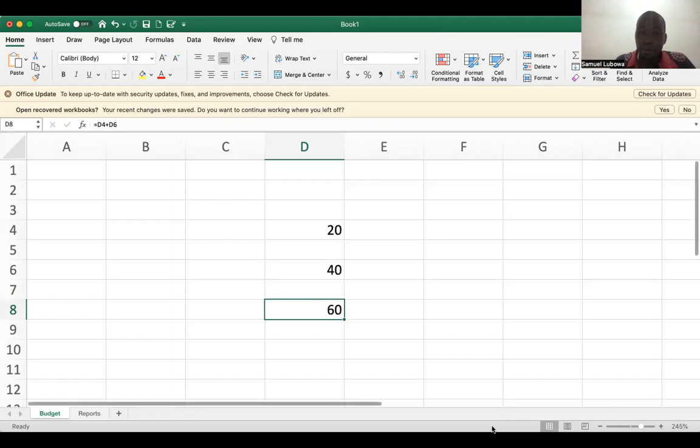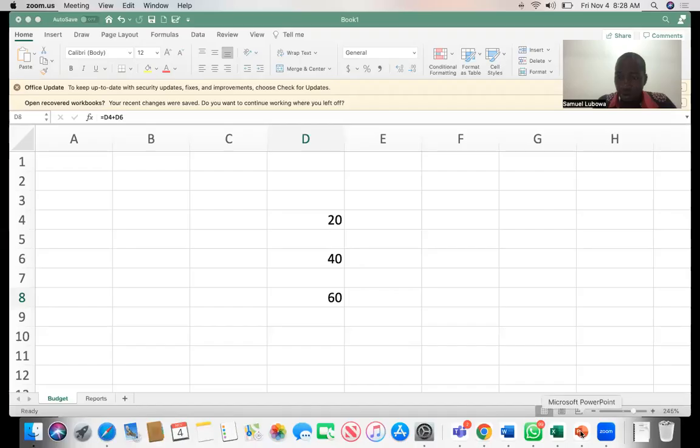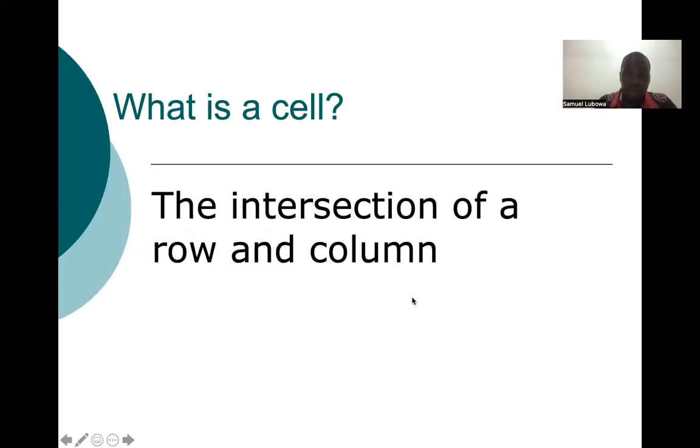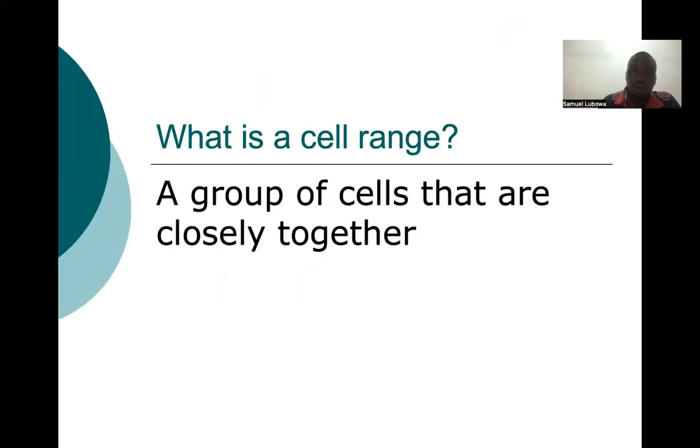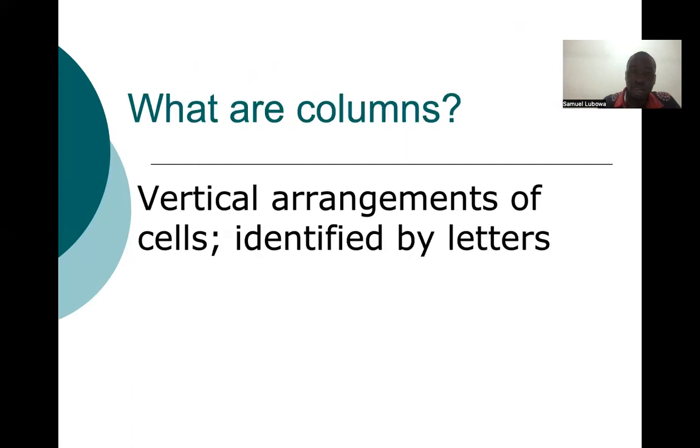Now, let's go back to this. I've already defined the cell, and I've told you that it is the intersection of the row and the column. We have even other terminologies like label, which are words or letters, then the values, these are numbers, formulas, the statements that perform calculations. Then we have what we call the cell range, which is a group of cells that are closely together, as we shall see.